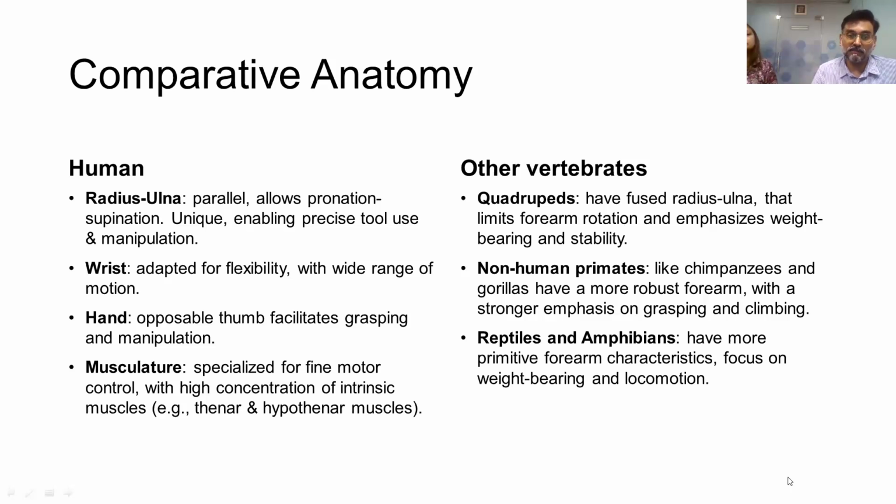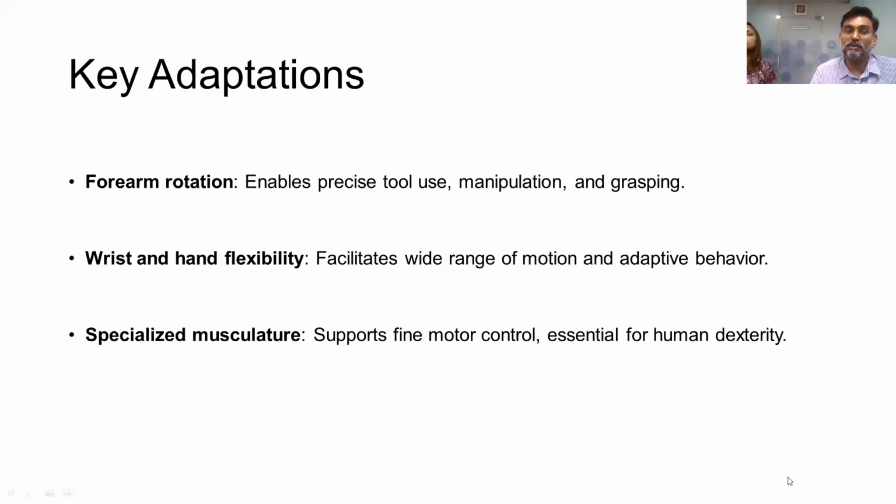grasping and manipulation. The musculature of the human forearm is specialized for fine motor control with high concentration of intrinsic muscles, example the thenar and the hypothenar muscles. Other vertebrates like quadrupeds have fused radius ulna that limits forearm rotation and emphasizes weight bearing and stability. In non-human primates like chimpanzees and gorillas, they have a more robust forearm with a stronger emphasis on grasping and climbing. Reptiles and amphibians have more primitive forearm characteristics, and the focus is more on weight bearing and locomotion.